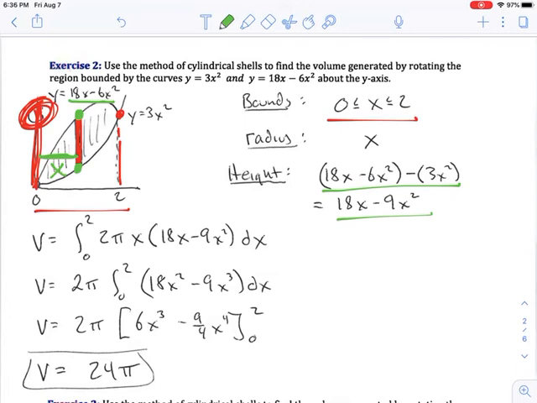But we have everything that we need to put together the integration problem. So we have the 2 pi, we have our radius, we have our height, times dx. From here, it's just simplifying, integrating, and voila, you get your final answer, 24 pi. And as always, you can check these in Desmos by converting to decimals.